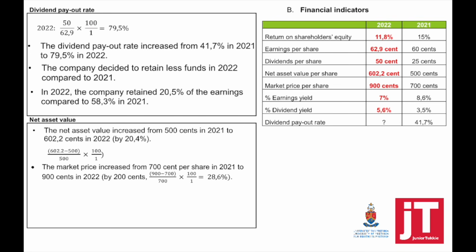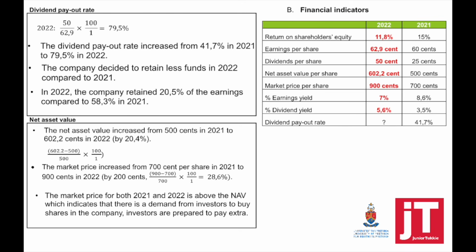The market price, if we're now looking at the market price, what happened to the market price? It increased from 700 cents to 900 cents. In other words, there was an increase by 200 cents, which is equivalent to 28.6%. If we now compare the market price with the net asset value, for both 2021 and 2022, the market price was more than what the shares are actually worth. This means that there's a demand from investors to buy shares in the company.